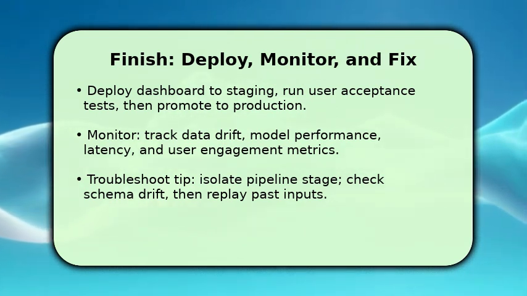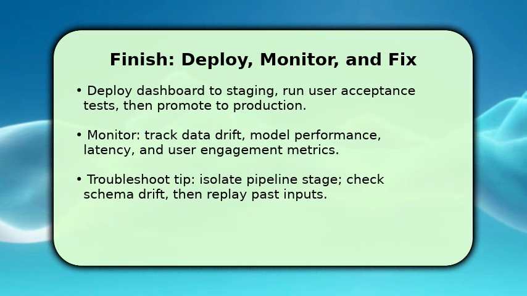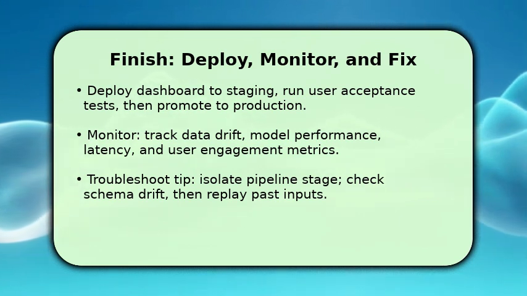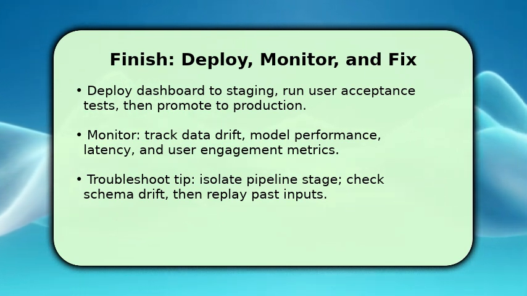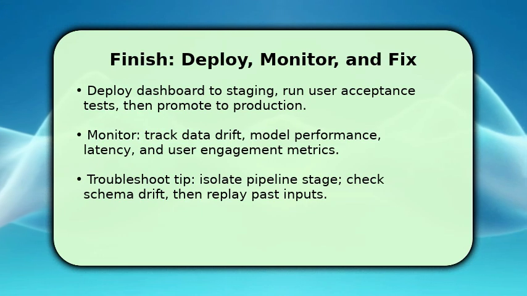If something breaks, isolate the pipeline stage first, ingestion, transformation, model, or UI, check for schema drift, and replay historical inputs to reproduce and fix the issue quickly.